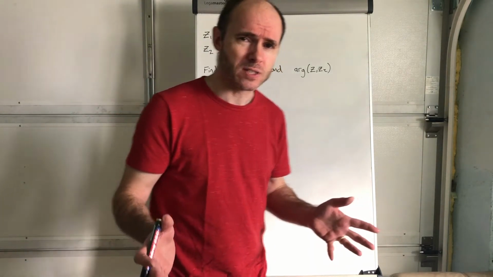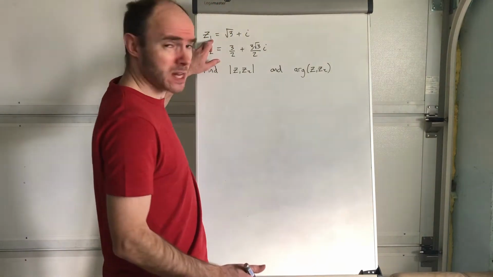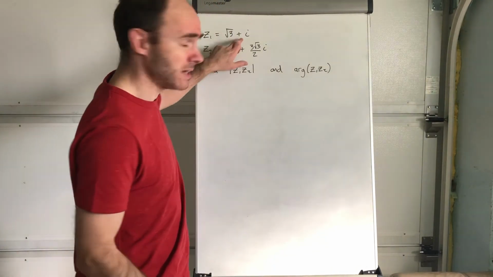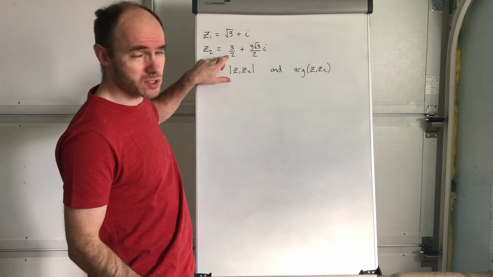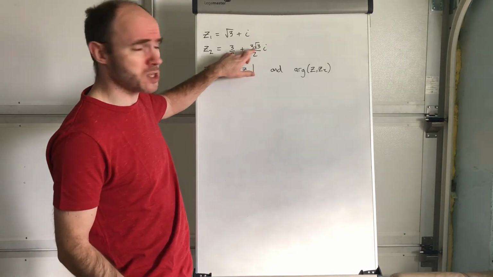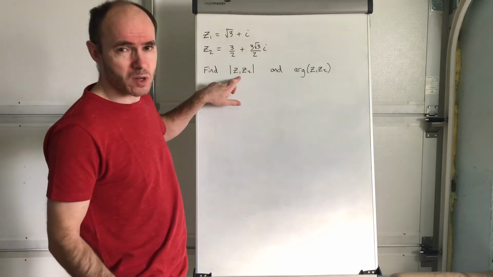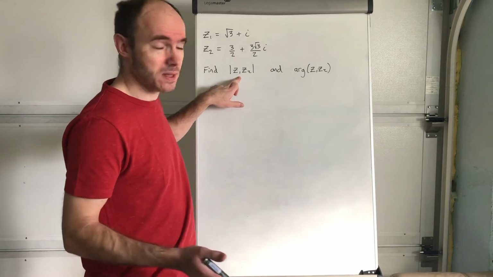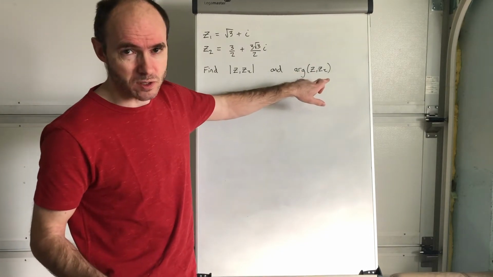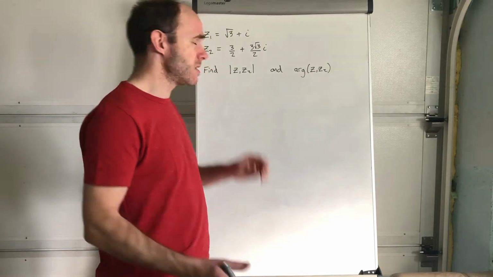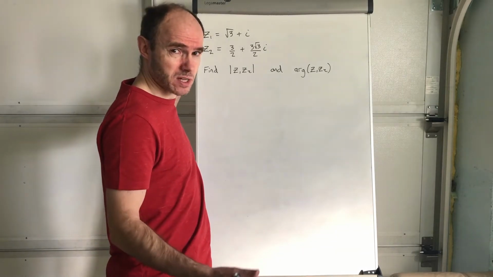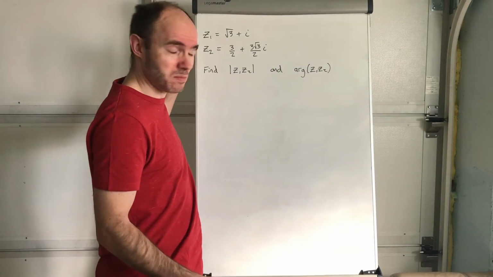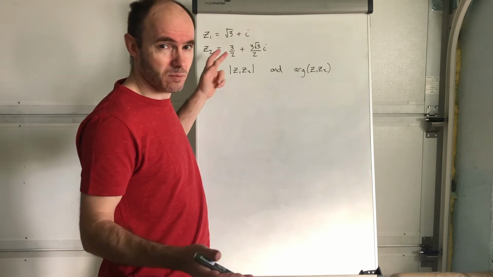All right. So I've just posed the question: if z1 is root 3 plus i, and if z2 is 3 over 2 plus 3 root 3 over 2 i, then what is the modulus of z1 z2, and what is the argument of z1 z2? So you might think of the problem as, here are the two complex numbers, z1, z2. If you find the product of them, what's the modulus and what's the argument?